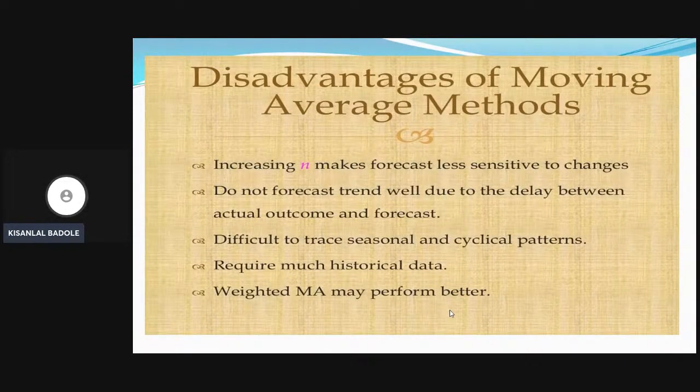Now, the disadvantages of the moving average method: increasing n makes the forecast less sensitive to change. It does not forecast a trend well, due to the delay between the actual outcome and the forecast. It is difficult to trace seasonal and cyclic patterns. It requires much historical data, and the weighted moving average may perform better.